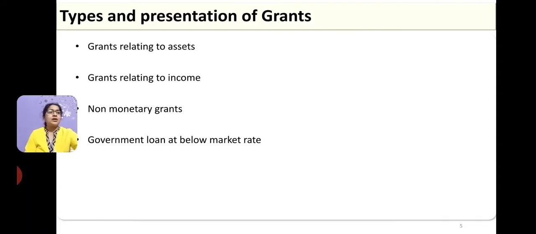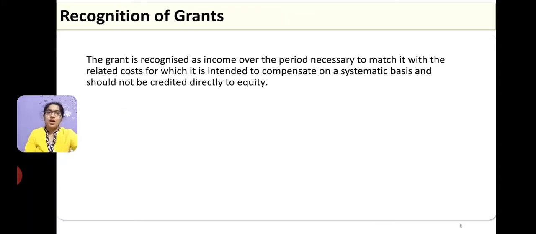20. So now the question is how to record or how to recognize the government grants in the books of accounts. So first and foremost, the grants are recognized as an income, not necessarily in the year when it is received. So it is recognized as an income, and the income can be spread over the period of time from which the revenue or the income is supposed to be received.